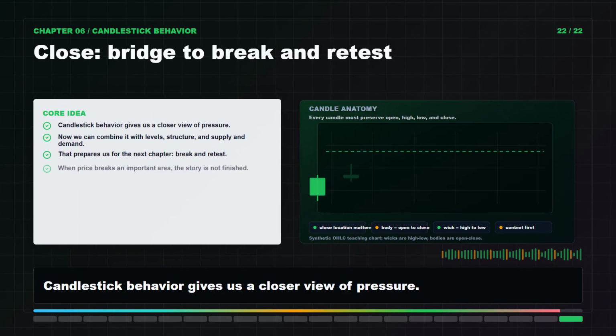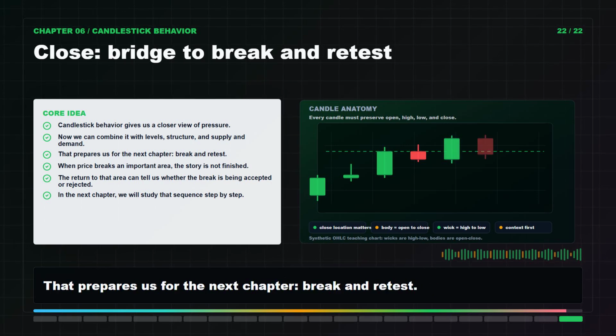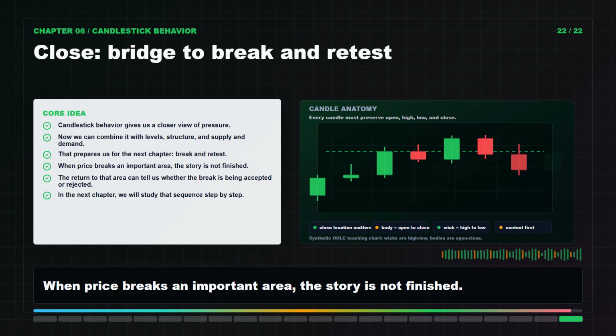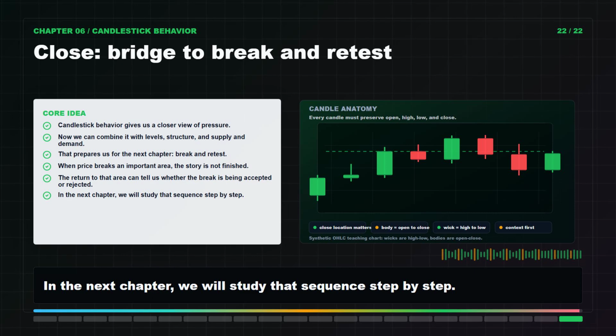Candlestick behavior gives us a closer view of pressure. Now we can combine it with levels, structure, and supply and demand. That prepares us for the next chapter. Break and retest. When price breaks an important area, the story is not finished. The return to that area can tell us whether the break is being accepted or rejected. In the next chapter, we will study that sequence step by step.